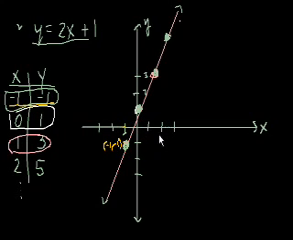And of course, x doesn't have to just be whole numbers or integers. x could be pi, 3.14159, in which case it would be someplace here, and y would be 2 pi plus 1. So for every number that x could be, there's a corresponding y. Let's do another one.